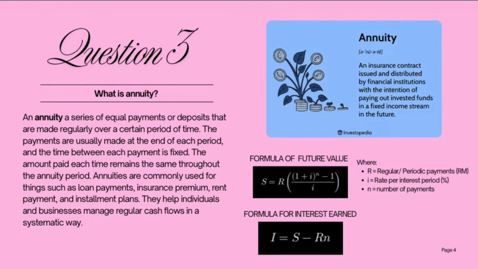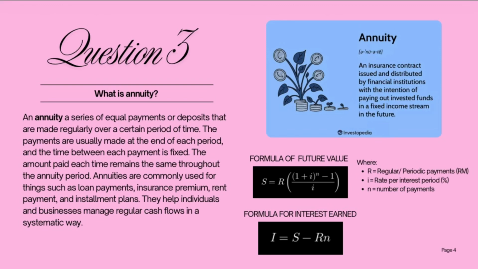Alright, for question 3, I will explain annuity. An annuity is a series of equal payments or deposits made regularly over a certain period of time. The payment amount remains the same throughout the annuity period, and payments are usually made at the end of each period. Annuities are commonly used in daily life for loan repayments, insurance premiums, rent payments, and installment plans. They help individuals and businesses manage their cash flow more effectively.